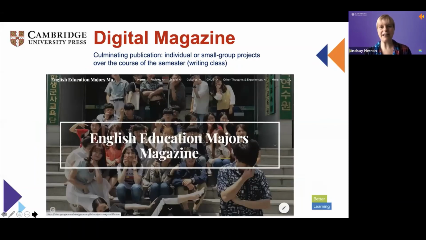And for my writing class, we publish everything in a culminating publication. Students do different multimodal projects, focusing on different genres of writing throughout the semester. And then we publish it in what students usually vote to make public, a digital magazine using Google Sites.